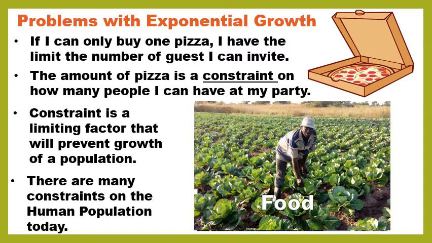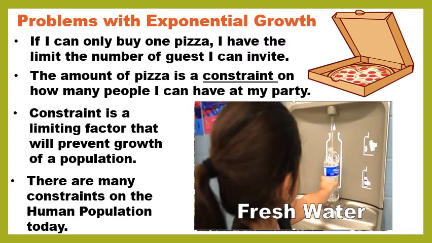We've got food, okay? I can only produce a certain amount of food. If my population is greater than the amount of food I can produce, then people are going to go hungry. And fresh water. We learned that there is only a limited amount of fresh water on Earth, and it's not evenly distributed.